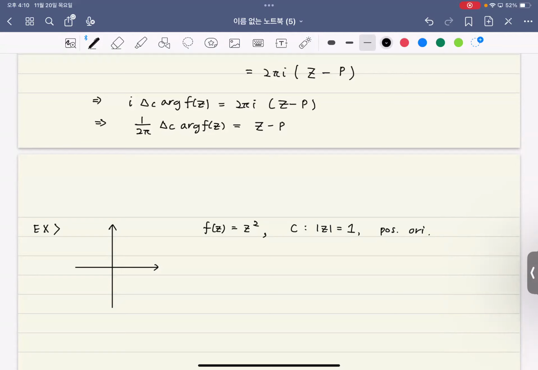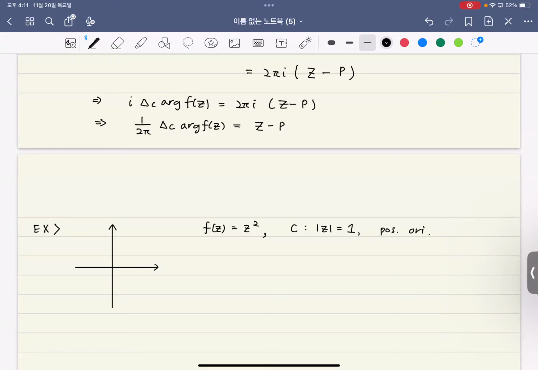Therefore, the image of this is the same circle, but this image curve is winding around the origin, not once, but twice, in the positive direction. So we can clearly expect the winding number of this function about curve C should be 2.